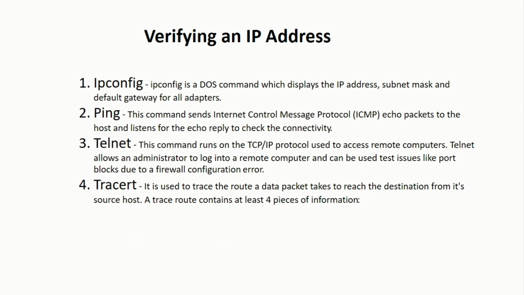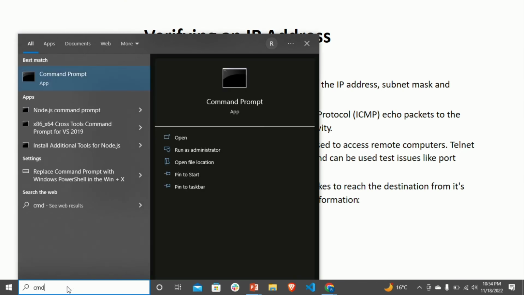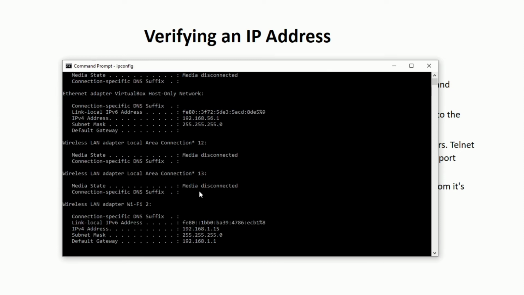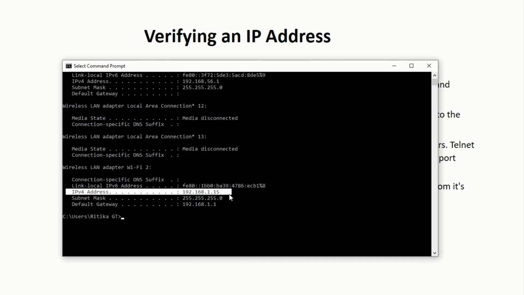These are the commands used to verify IP addresses. Let us see all of them one by one. ipconfig is a DOS command which displays the IP address, subnet and default gateway for all adapters. So if we type ipconfig in your command prompt, that will give you the information about your IP address. Let us do it and see. Open your search bar, type cmd, open your command prompt and write ipconfig. This will give you all the information about your IP address. This is your IP version 4 address over here. Your subnet mask will be shown, your default gateway will be shown. This is how you confirm your IP address.